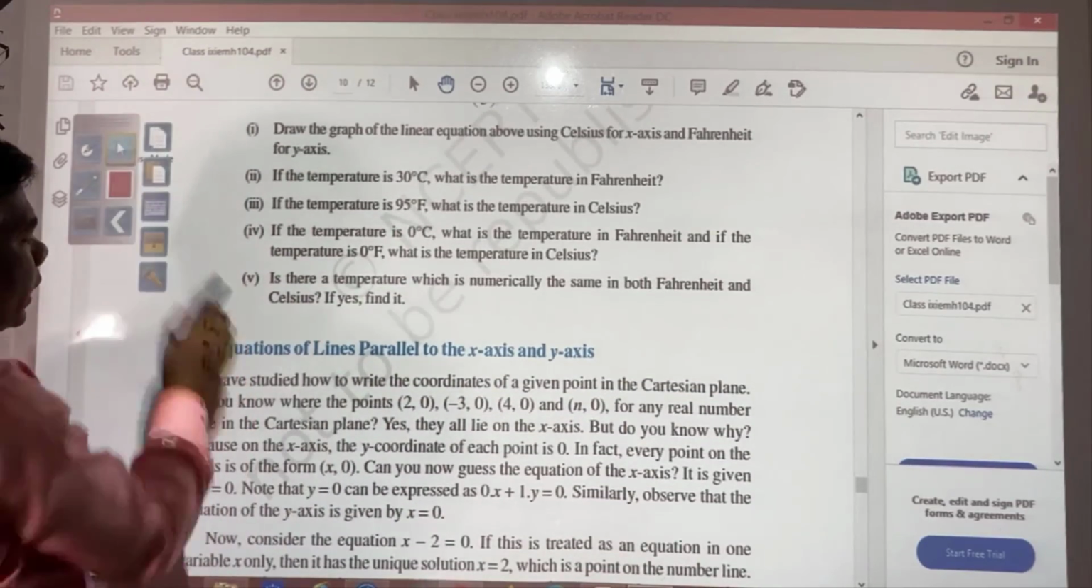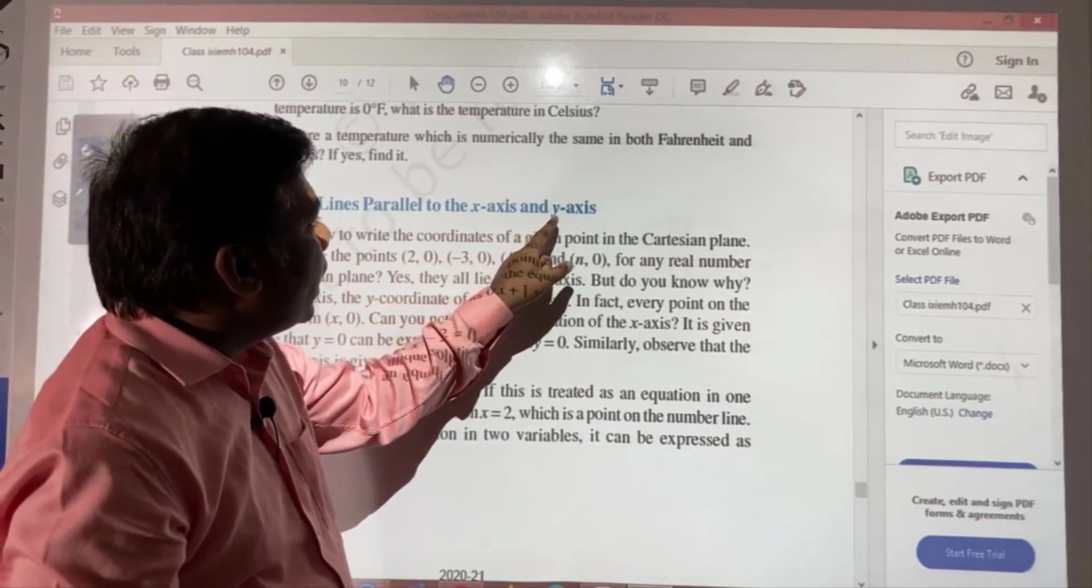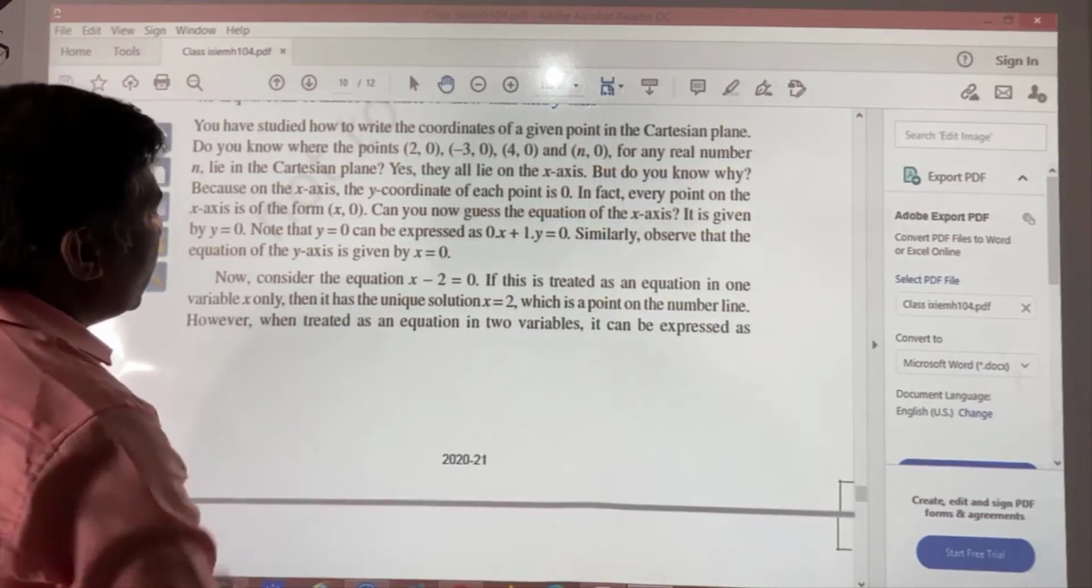and next day we will see equations of lines parallel to the x-axis and y-axis. So till then, thank you.